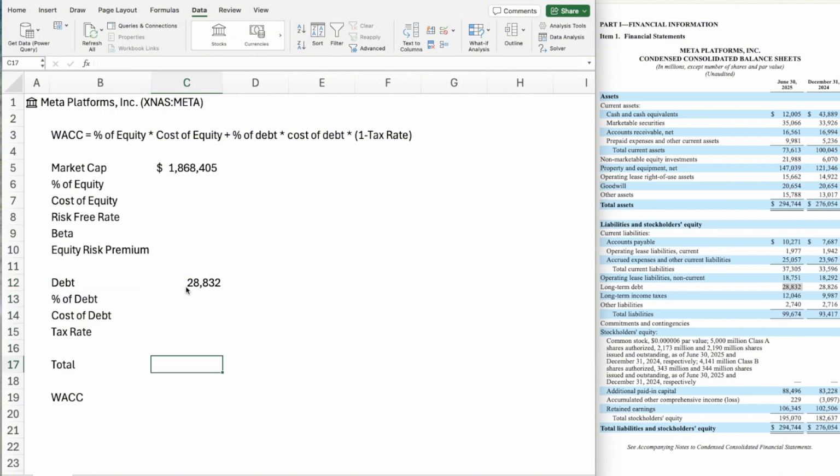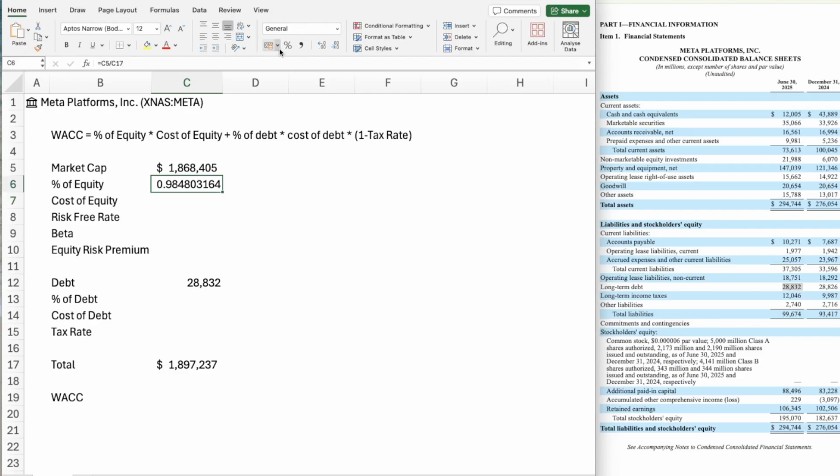So that means we can find a total. When we add the market cap and the debt, that gives us our total, meaning we can then find the percentage of equity. It's going to be about 98%. There we go. And then we do the same for the debt divided by the total.